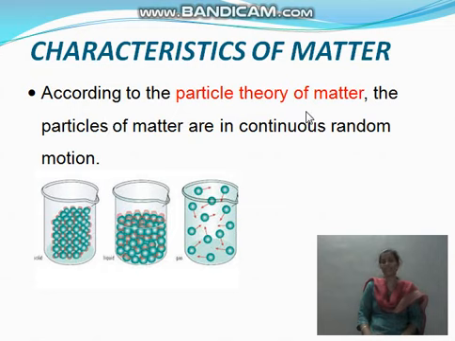According to the particle theory of matter, the particles of matter are in continuous random motion. Here we can see three pictures. The first one represents solid, the second one liquid and the third one gas. Solid particles are very tightly bound, in liquid they are loosely bound, and in gas the particles are very far apart. That means, according to the particle theory of matter, the particles of matter are in continuous random motion.